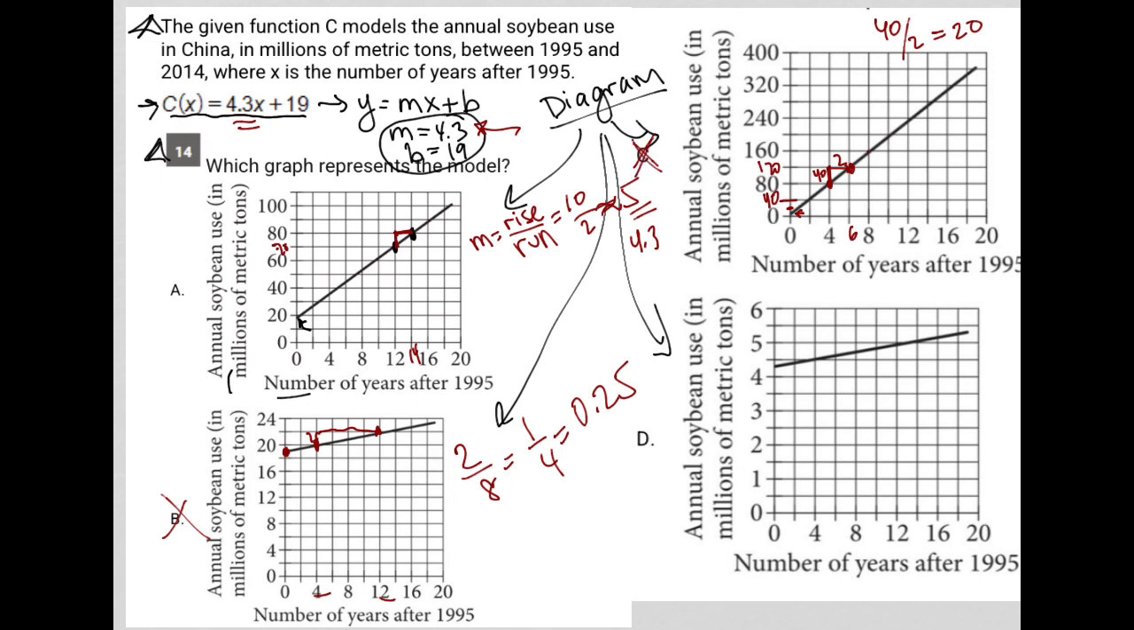And then choice D, I'm highly certain now that's not a y-intercept of 19. So no need to try slope for choice D. So choice A ends up being the best answer, right?